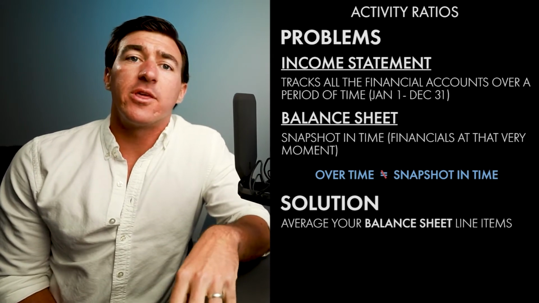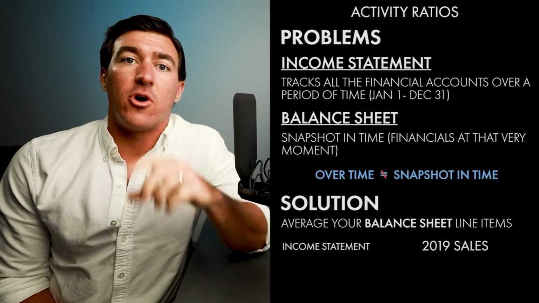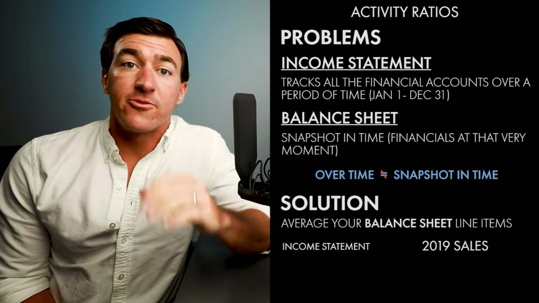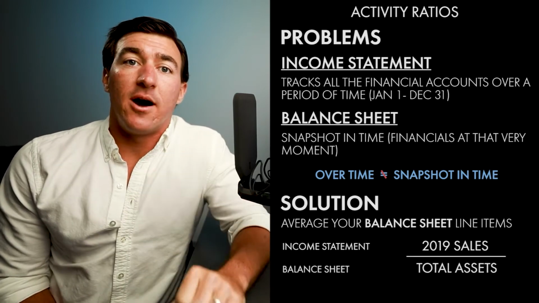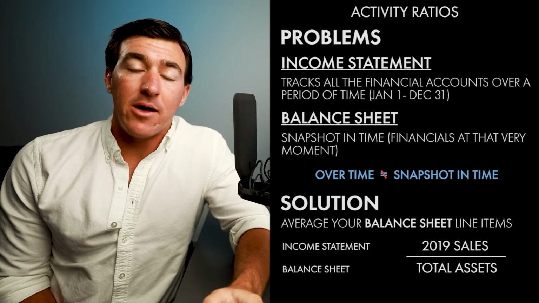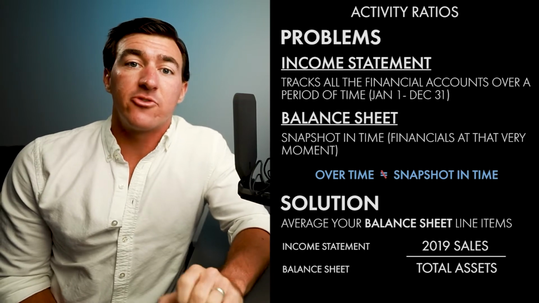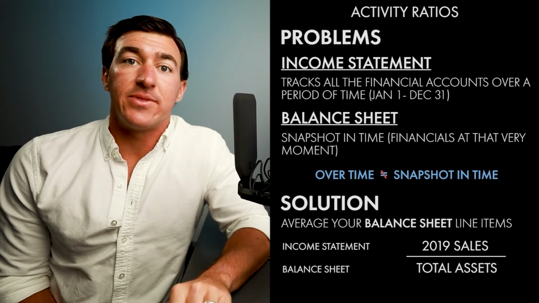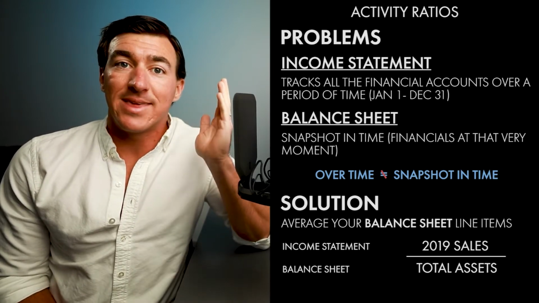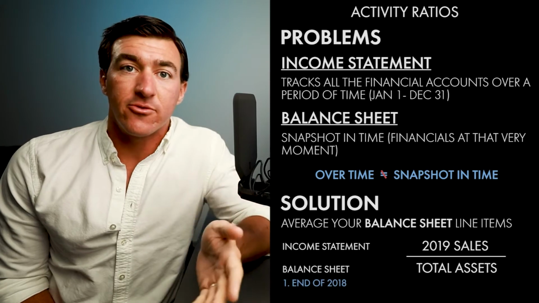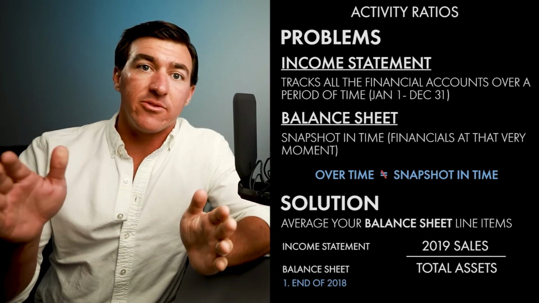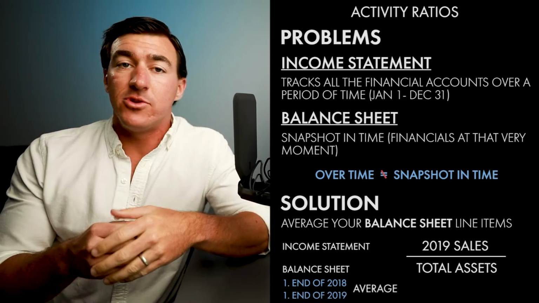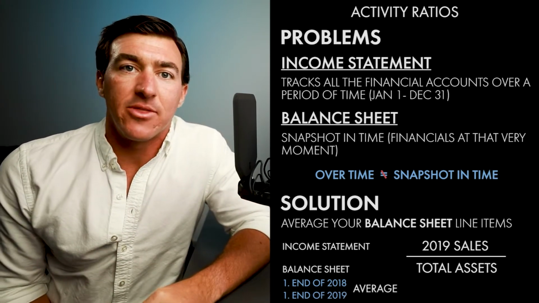So for example, if we're going to use sales for 2019 as our top line income statement item on the top of this activity ratio, if we're going to use total assets as the bottom portion of this ratio, then we need to get that from the balance sheet. Well, the income statement number is fine. It tracks throughout the entire year. In order for our total assets number to also track throughout the entire year, we have to look at what it was at the end of last year, December 31st of 2018, and then look at what it is on the end of 2019. And then we have to average those two numbers together, which all you do there is you just kind of add them together and divide by 2.